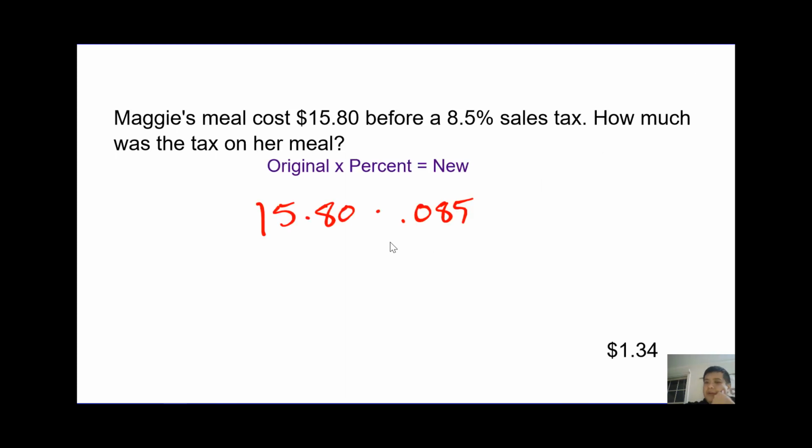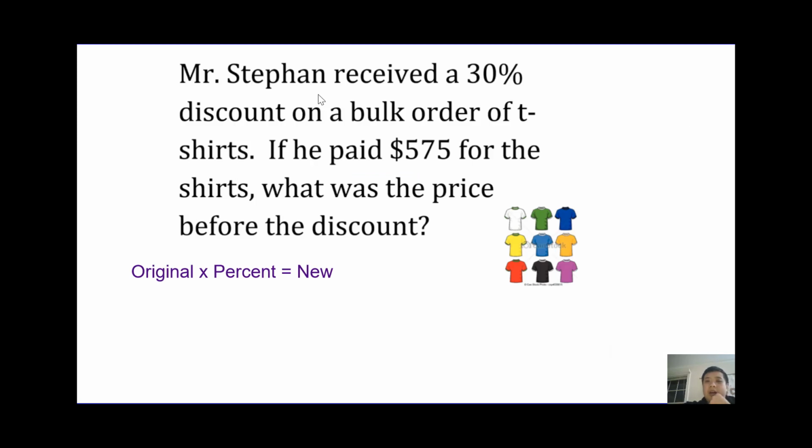What you should have found was 8.5% of the cost of the meal, which is $1.34, excuse me. Go ahead and try this question about Mr. Steffen's discount on your own.